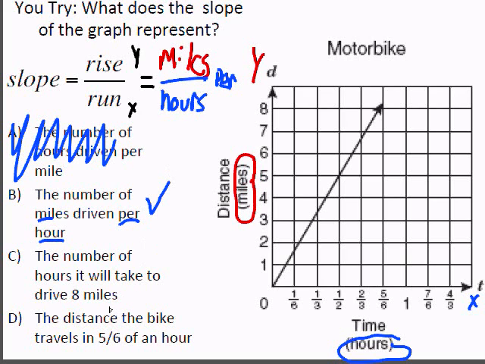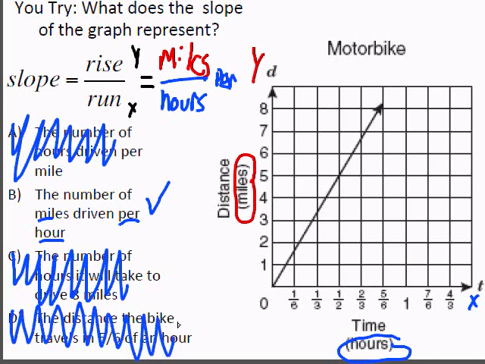C, the number of hours it will take to drive 8 miles, not quite it, because rate of change has to do with something per something else. So C doesn't really fit, even though the graph does tell us sort of how long it takes to drive 8 miles. That isn't the answer. We should be looking for an answer that has to do with something per something else. Okay, D, the distance the bike travels in 5/6 of an hour. Again, still not what we're looking for. The slope in general tells us how many miles are driven per hour. So B would be the correct answer choice for this question.